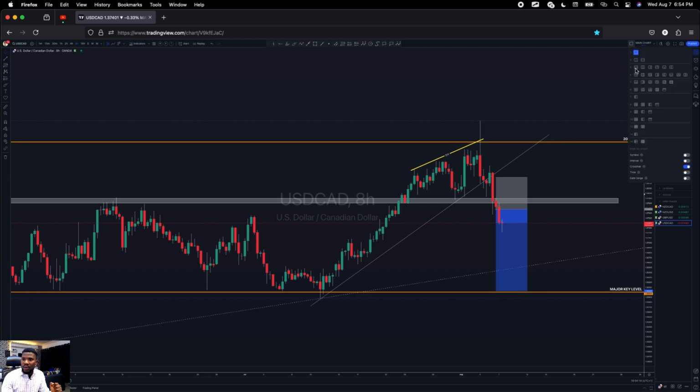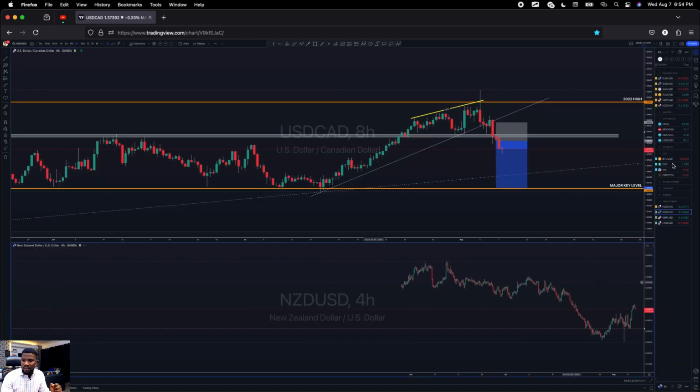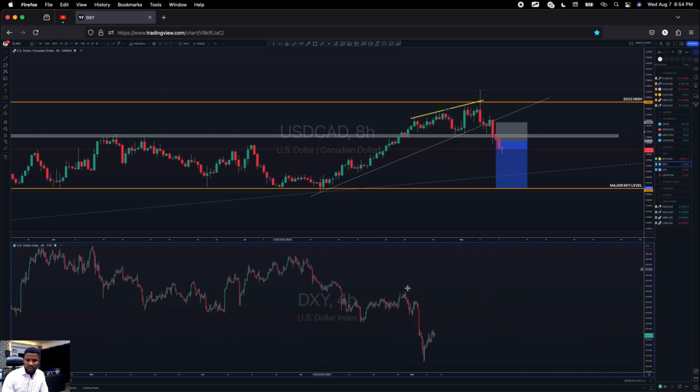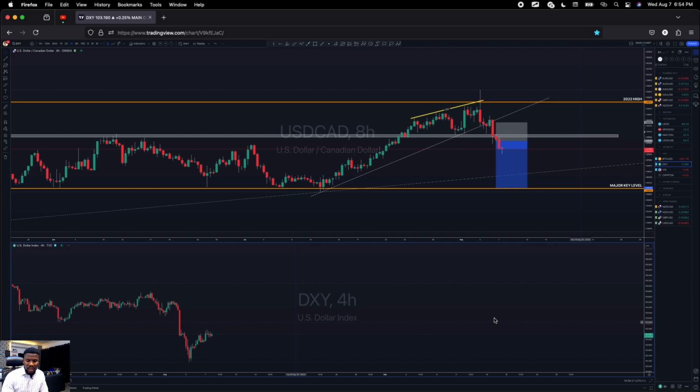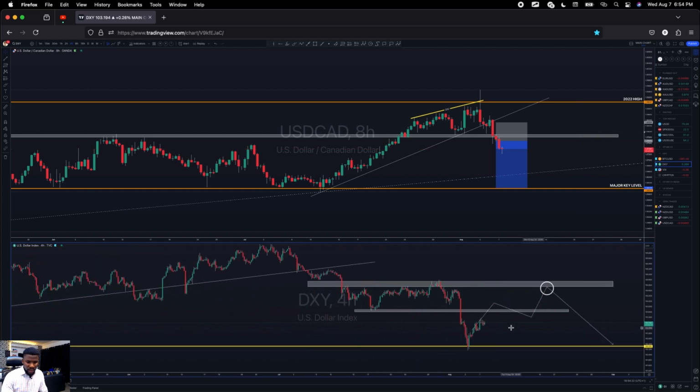Okay, where is it again? So let me use this, and then where is the DXY? This is the DXY right here. You can see at the bottom here, the plan is to see a possibility of the market actually going all the way to the top again. Something like this, probably go up again.